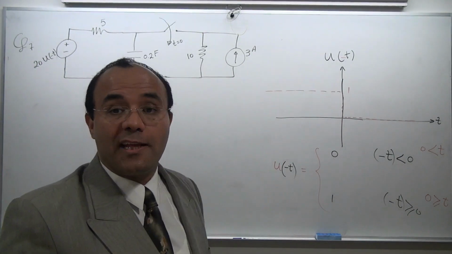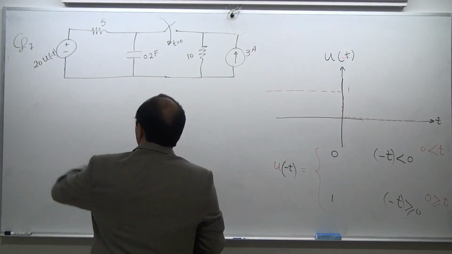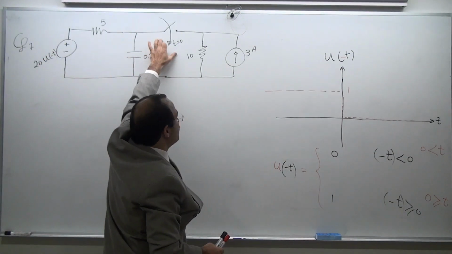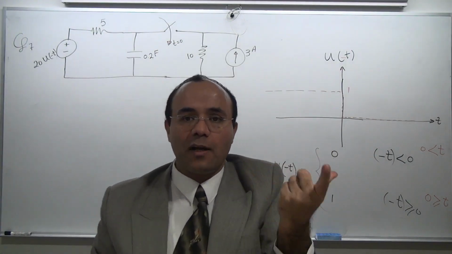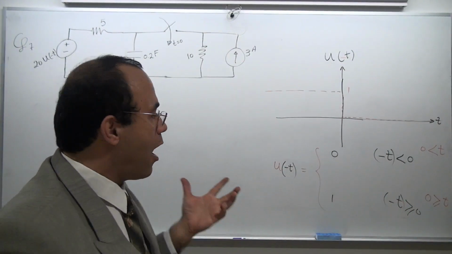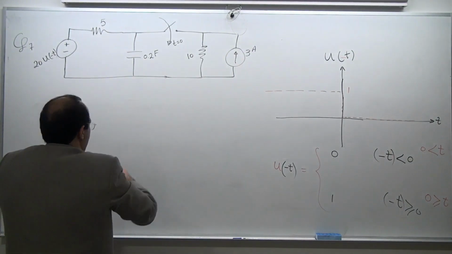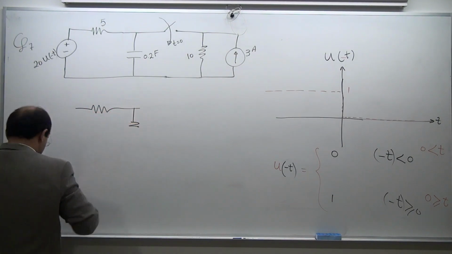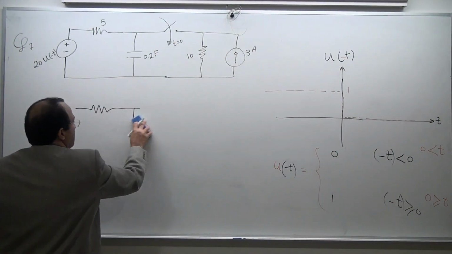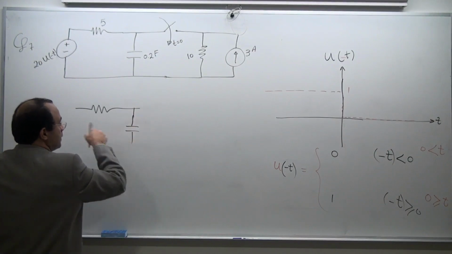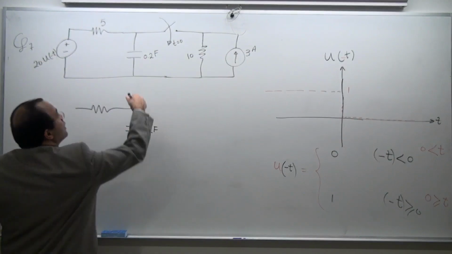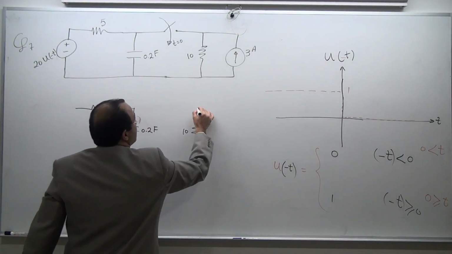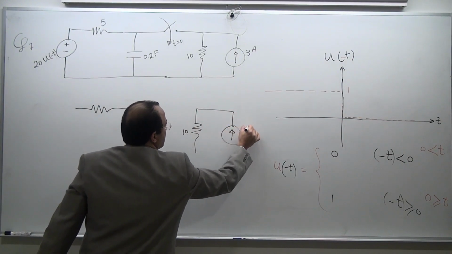Now, what are my critical points in the process? I have a u of minus t where the switching happens at 0. I have a switch where the switching happens at 0, so 0 is my only switching event. I need to have the two topologies before and after the switching event. This is going to be a resistor, this is going to be a capacitor. The capacitor is this one, 0.2 farad. The switch is open, I'm going to leave it open. That's going to be 10. That's going to be 3 amp.